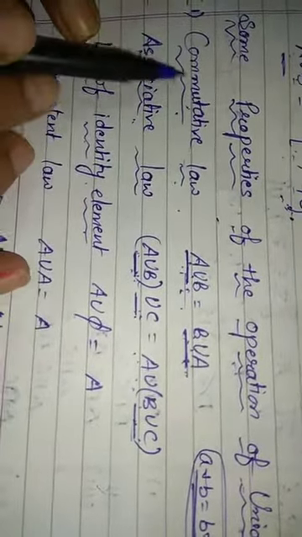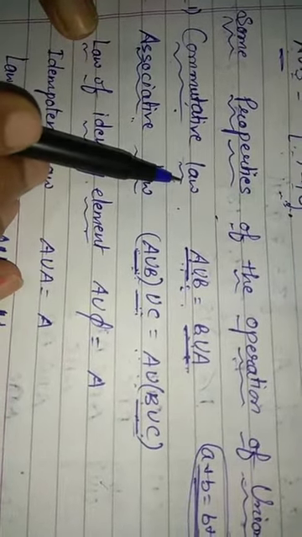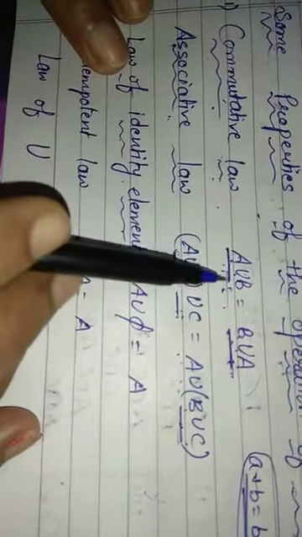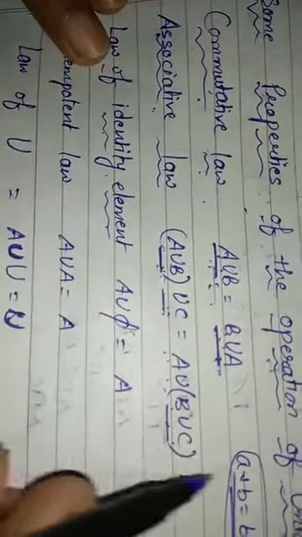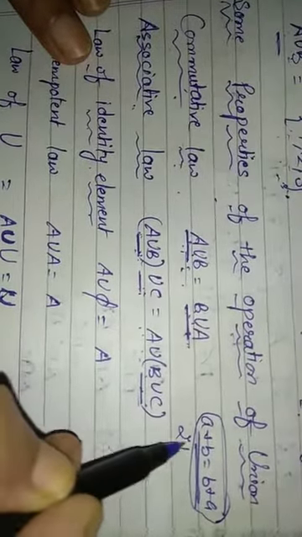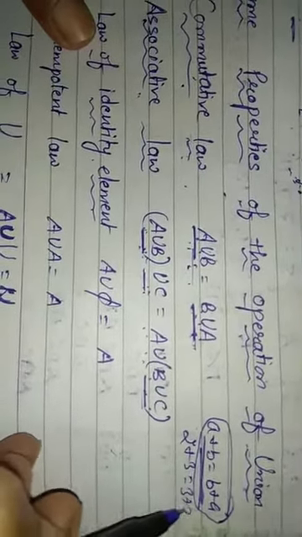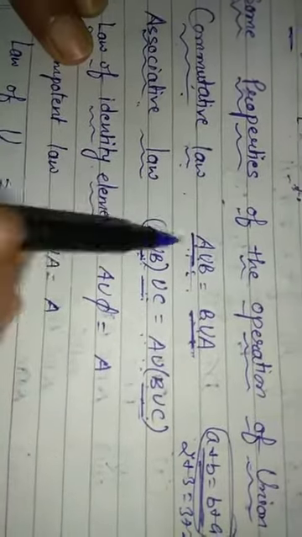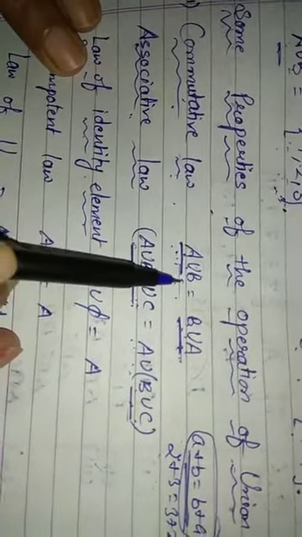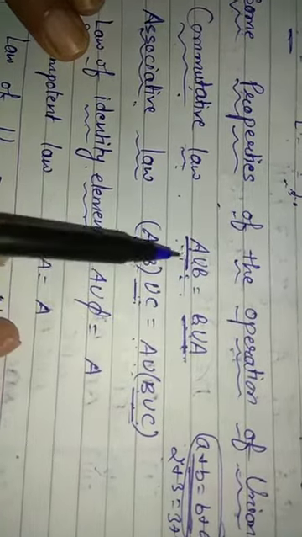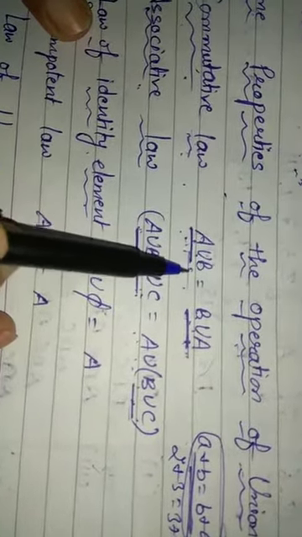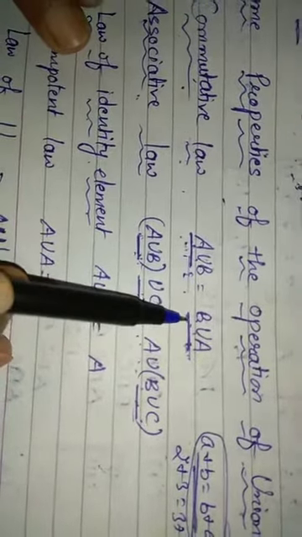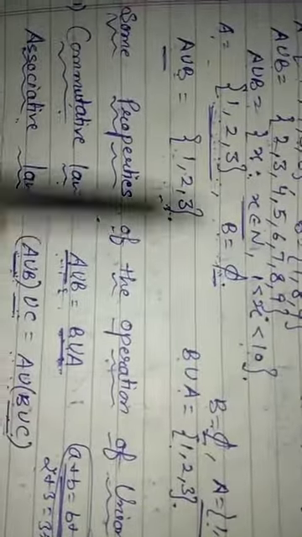Now I am taking some properties of the operation of union. First is the commutative law. You read about the commutative law in lower classes. Suppose 2 plus 3 is equal to 3 plus 2, and 5 plus 7 is equal to 7 plus 5. Similarly, in this commutative law, A union B is equal to B union A. If we take the union of A and B sets, then the union of B and A will be the same.